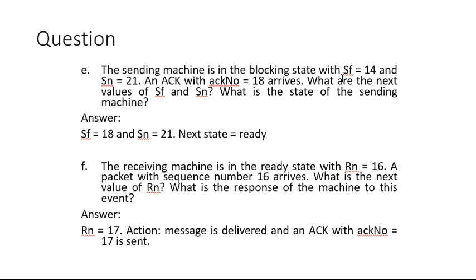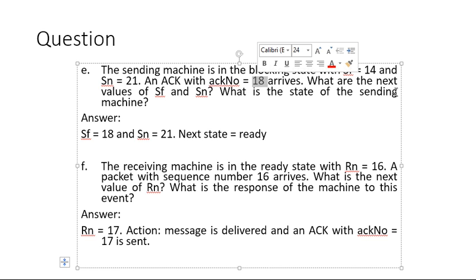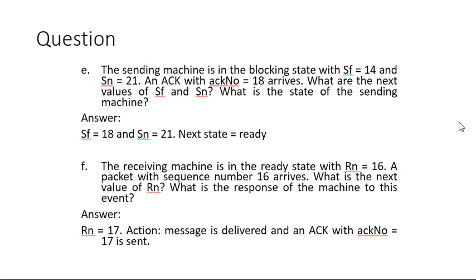The sending machine is in blocking state, SF is 14, SN is 21, and acknowledgement 18 arrives, which is for segment number 17. What is the next value of SF and SN? SF would be 18 because it wants the acknowledgement for byte 18, and SN equals 21. The next state would be ready state, because now the sender is not in the blocking state and it can send more bytes.